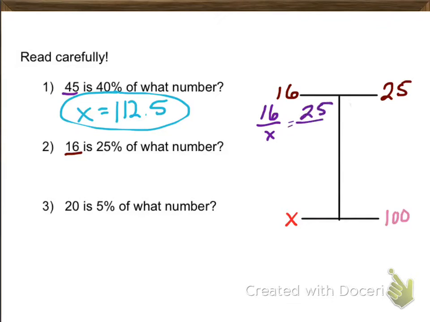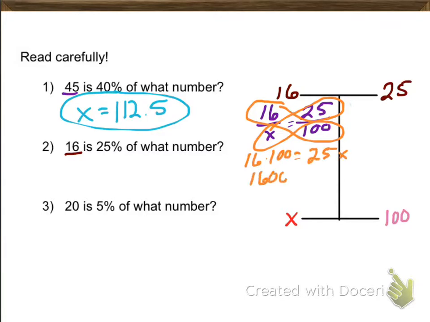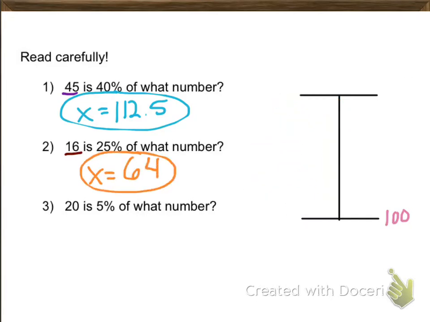So set up my proportion. 16 over x is equal to 25 over 100. And again, I'm going to cross multiply. So I'm going to have 16 times 100 is equal to 25x. Then I'm going to divide both sides by 25. And I'm going to come up with an answer of x equals 64. Okay. So let's look at the third example.